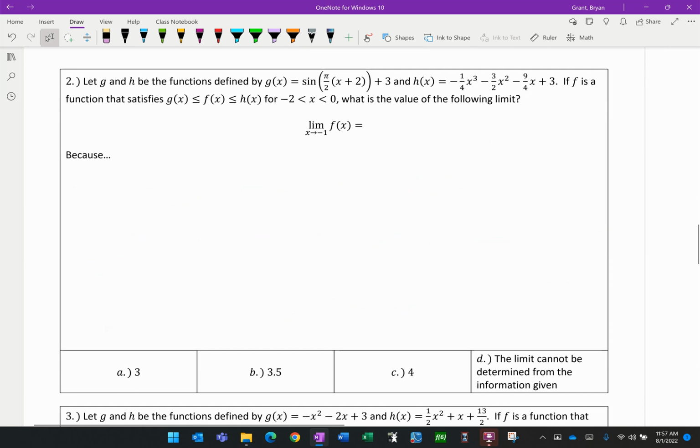Okay, problem 2. Oh, this one looks pretty darn similar. Gives you a nice chance to do some trig functions, but we get the idea, right? So let's try it again. We're approaching -1 this time.